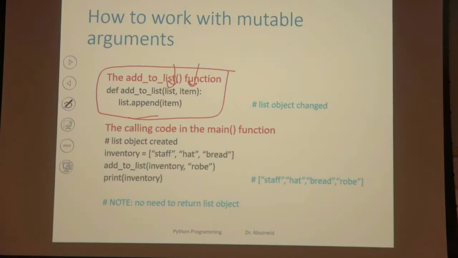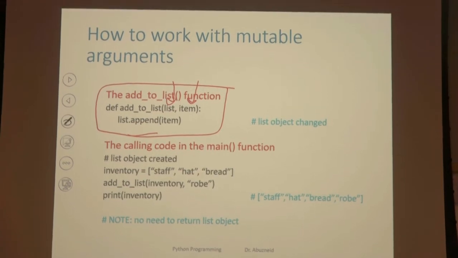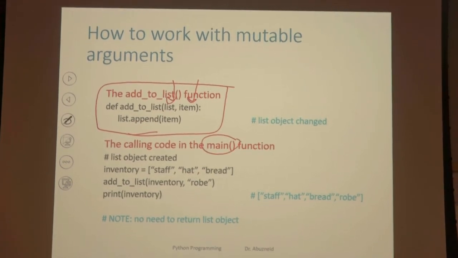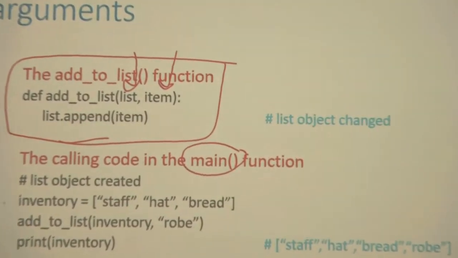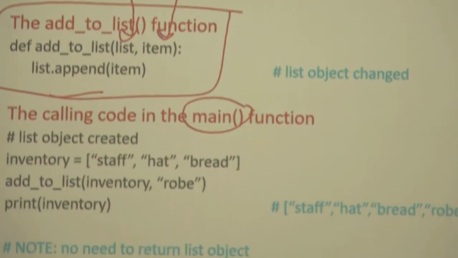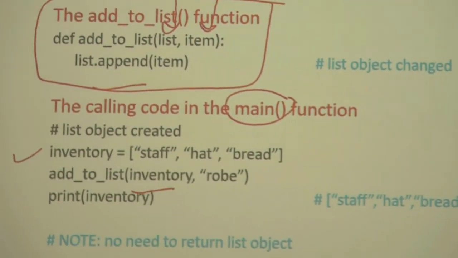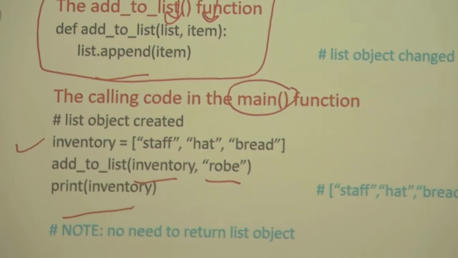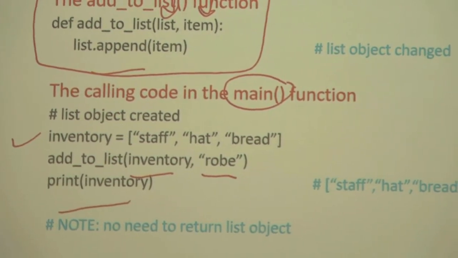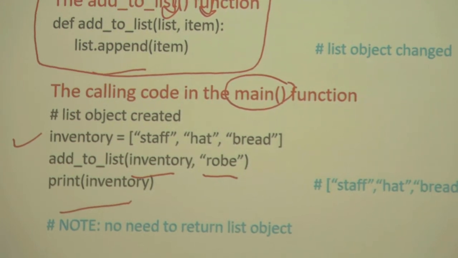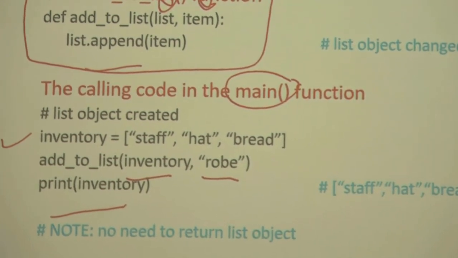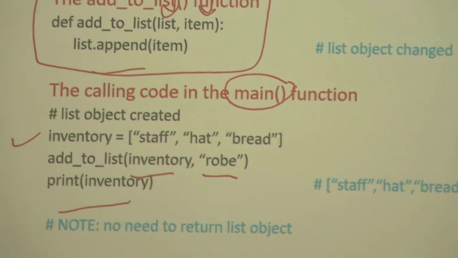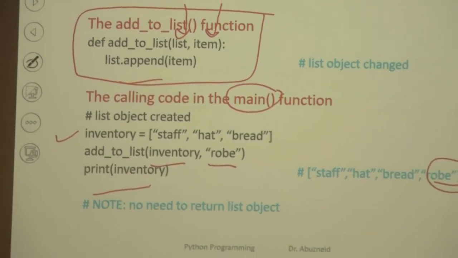So the calling code in the main function, how it works. We have inventory, that's the inventory, okay? That's the list. Add to the list, that's the name of the list, and you can add a row to it. Print inventory, it added a row in here, okay? So in here, we did not need to return a value. Why? Because we're accessing this list kind of by reference.